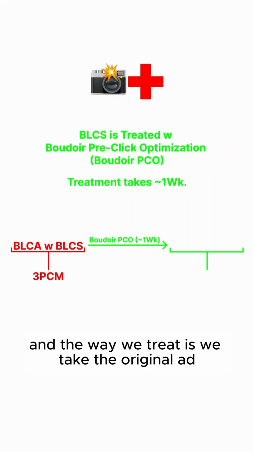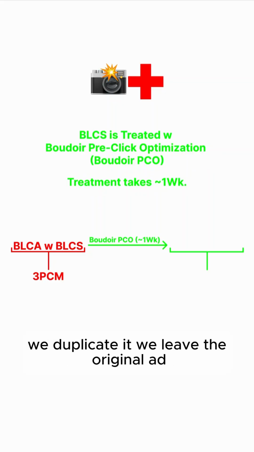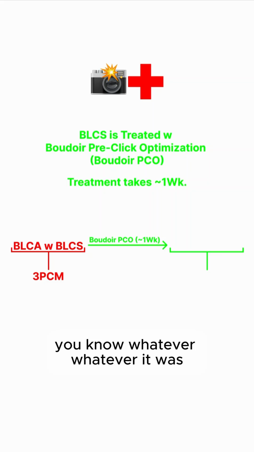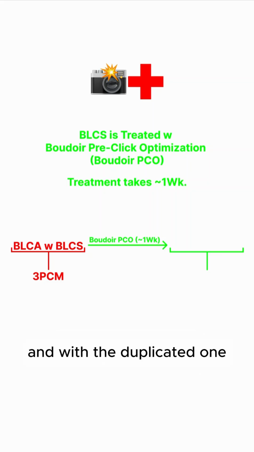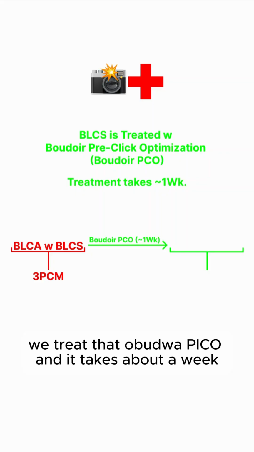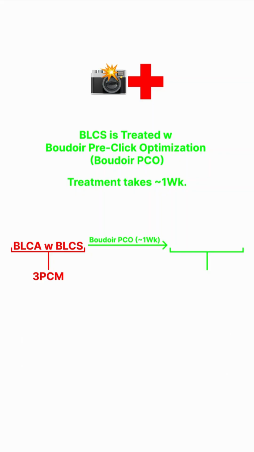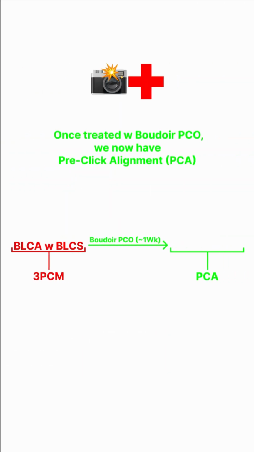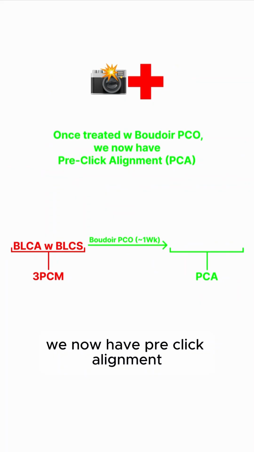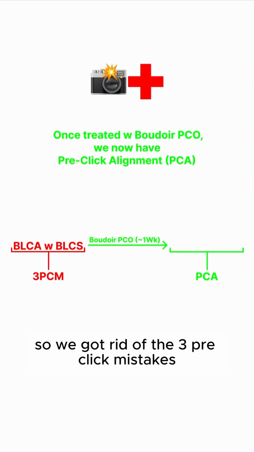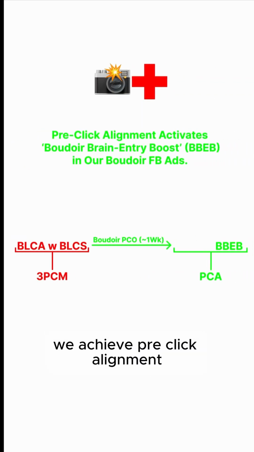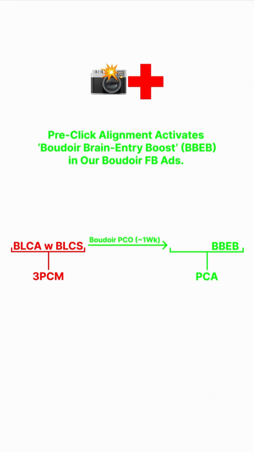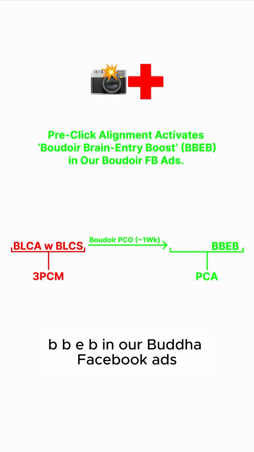And the way we treat is we take the original ad, we duplicate it, and we leave the original ad either on or off, whatever it was. With the duplicated one, we treat that with Boudoir Pico, and it takes about a week. Then at the end, we keep whichever one running has the best metrics. Now, once treated with Boudoir Pico, we have pre-click alignment. So we got rid of the 3 pre-click mistakes.